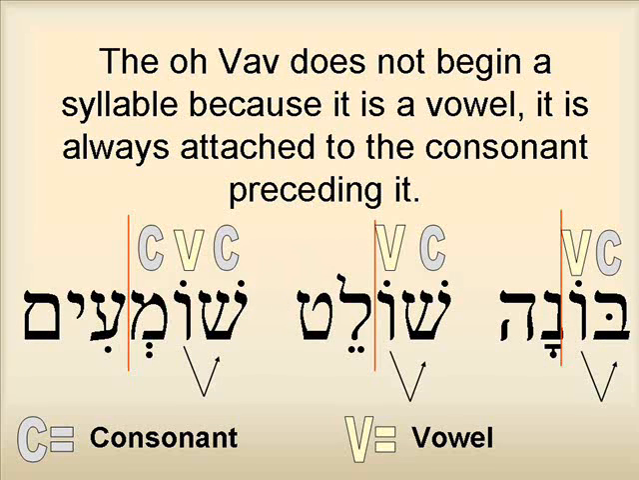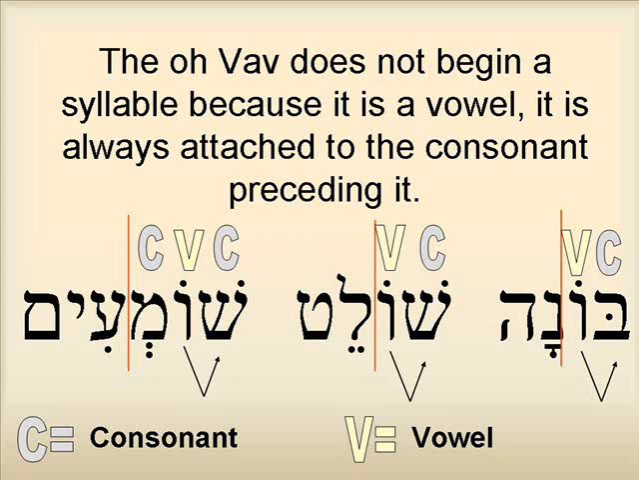The O vav does not begin a syllable because it is a vowel. It is always attached to the consonant preceding it. For example, first word, bo-na, bona. It means she builds. Notice the bet is a consonant, and the vav with a dot on top of it is not a regular vav, that's a long O sound, so that will be a vowel. So the first syllable of this word is an open syllable, consists of a consonant and a vowel.